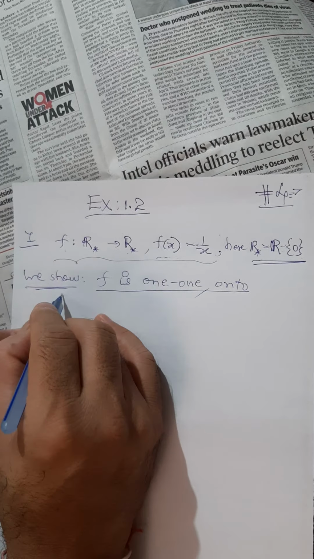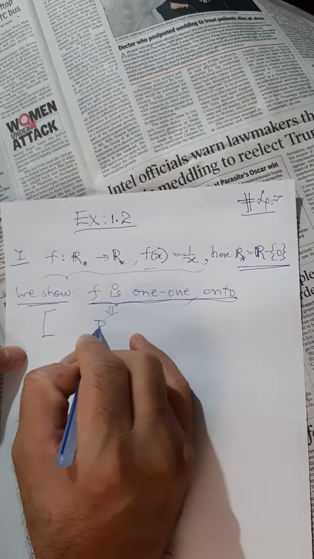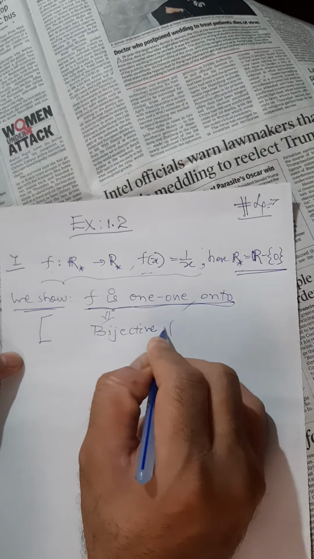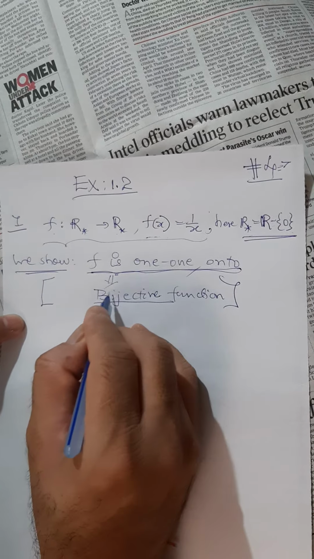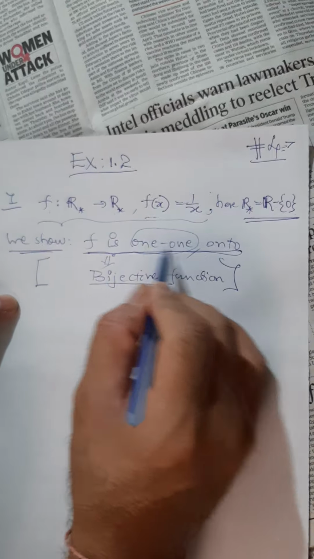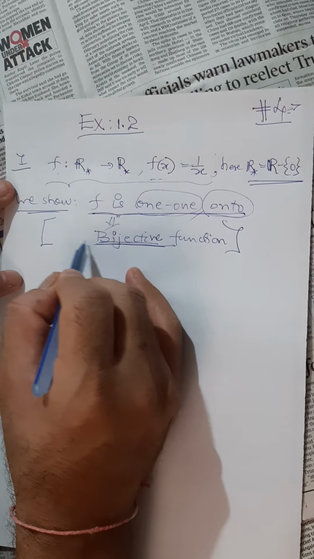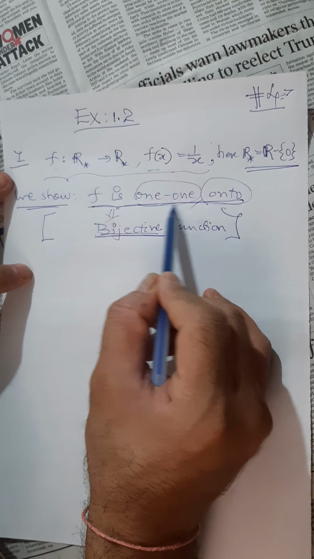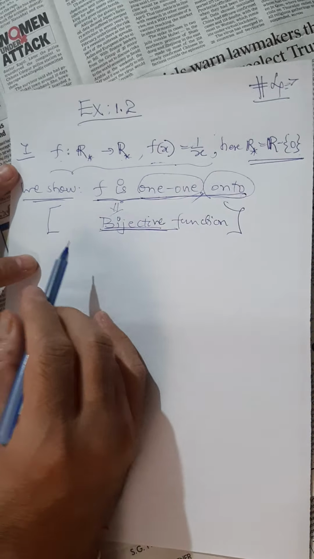I forgot to mention this in the theory part. A function which is both 1-1 and onto is called a bijective function. Bijective means it is both 1-1 as well as onto. So you want to show that this is bijective, which means you want to show that first it is 1-1 and then second it is onto.